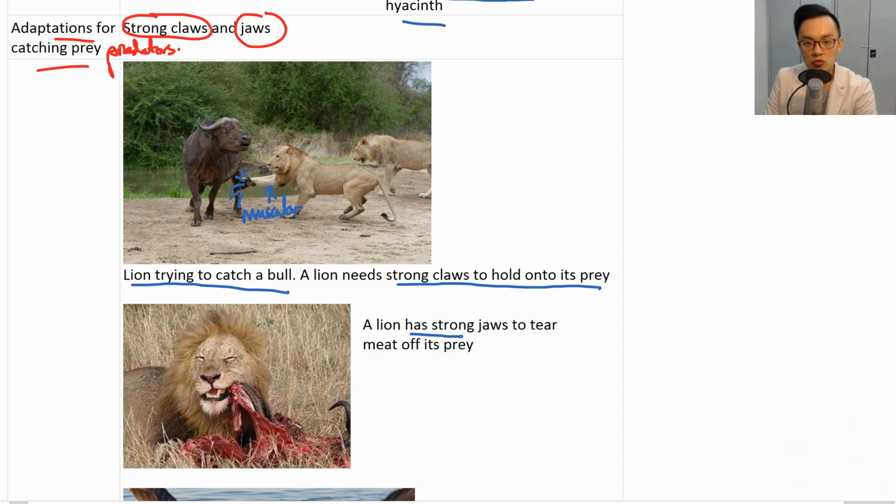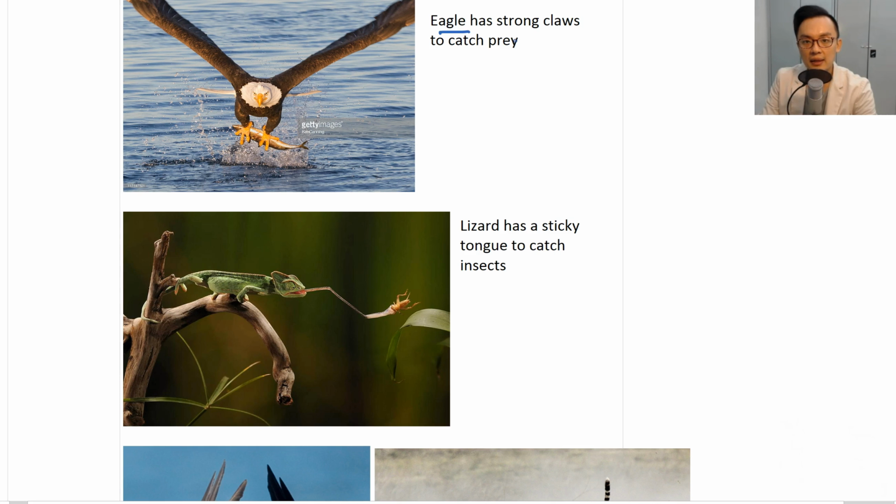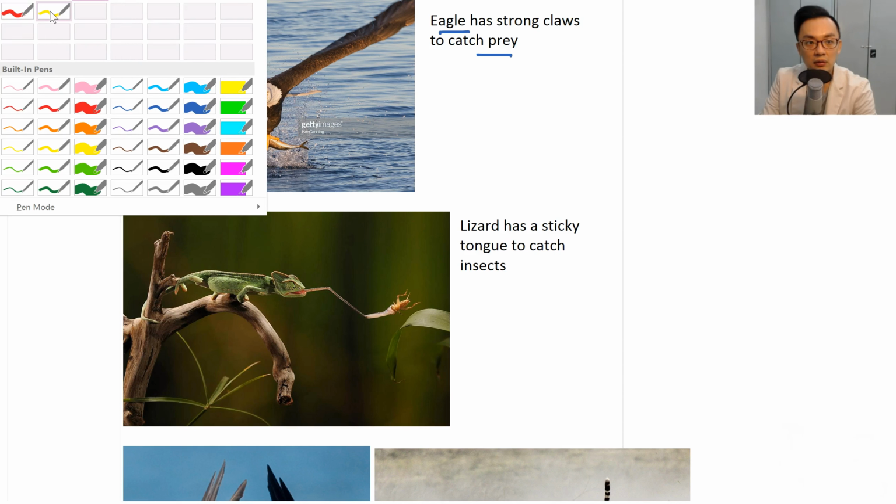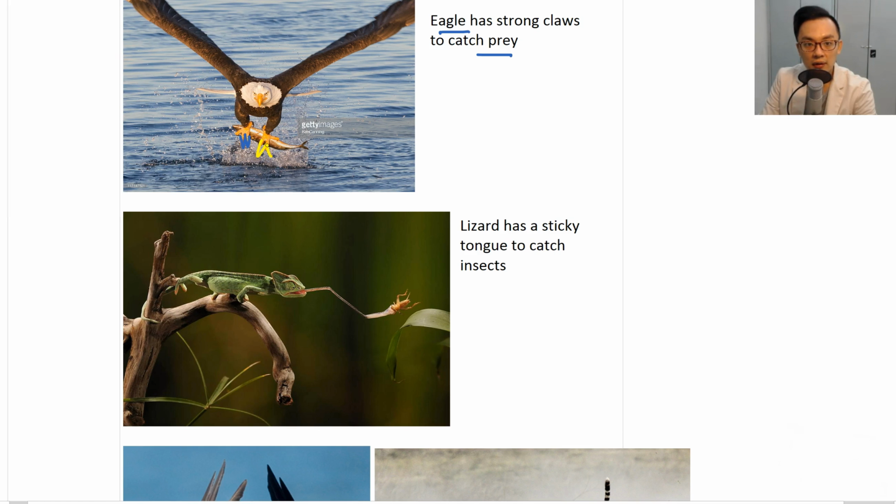A lion also needs strong jaws to tear meat off its prey and also to bite and kill the prey. So if you look at this, they have very strong jaws with very sharp teeth in order to bite the animals. An eagle has strong claws to catch prey. So if you look at this, they have very strong claws over here.